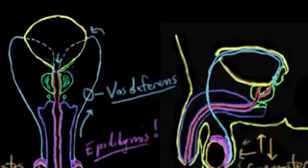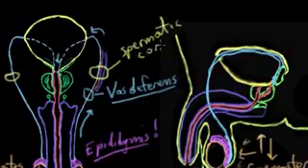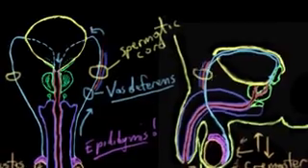Now, the vas deferens runs within a bundle called the spermatic cord. Inside the spermatic cord, you have an artery that serves the testes, and you also have a vein that serves the testes. All of that together, on either side, is called the spermatic cord. Let me just draw one on this side as well. So there's your artery, and you've got your vein as well.